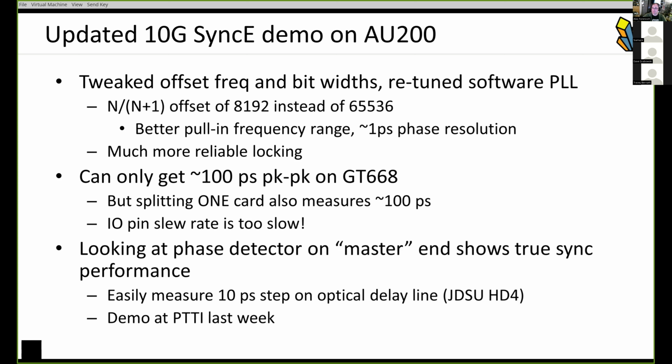But I finally realized that if I take one output, so we're not actually time syncing, I just take the output of one FPGA, split it, and run it into 2 channels on the GT668, I also measure about 100 picoseconds, which is a bit of a head scratcher. And what I suspect is going on is that the slew rate on the I/O pin that I'm generating the 1 pulse per second signal on, that I'm measuring, is too slow. And as a result, it only takes a little bit of noise to really move around the transition time.